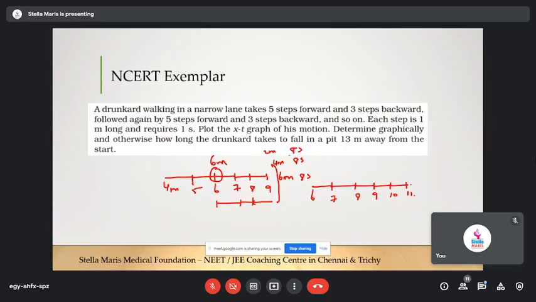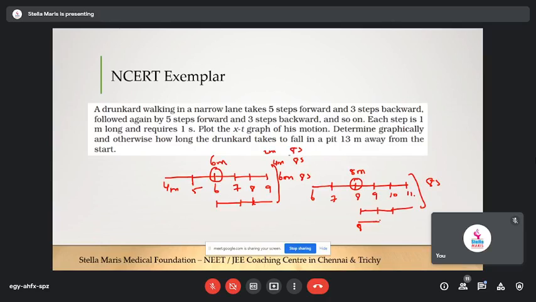So you have to take 5 steps forward and 3 steps backward. That is 1, 2, and 3. So he'll be at this position. He'll be at 8 meters at the end of these 8 seconds. So again he'll start from 8. He'll start another 5 steps.